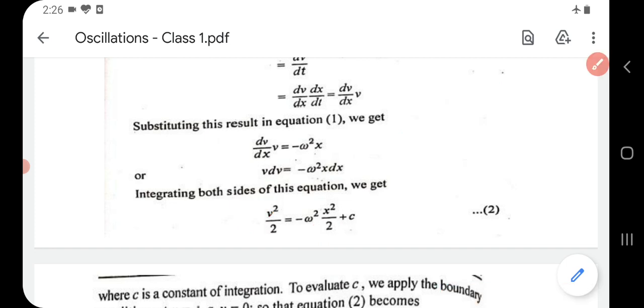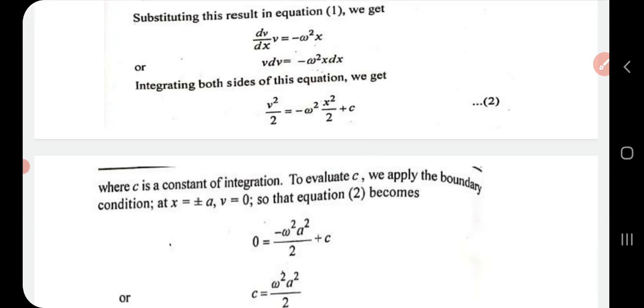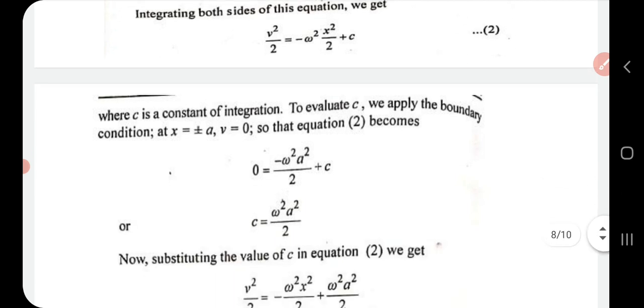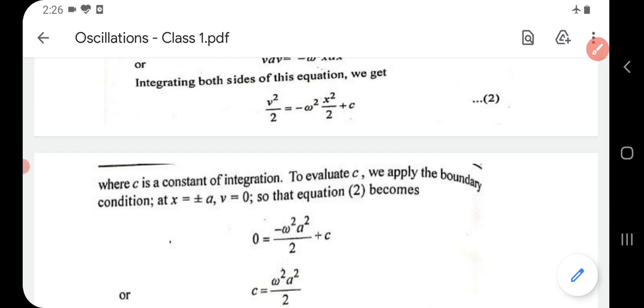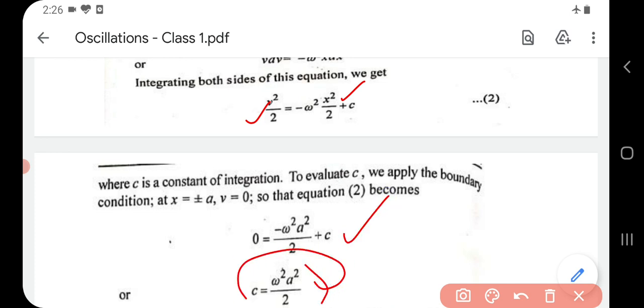Now our aim is to find the value of c. In mathematics you might have studied, once you get a constant of integration, you apply a boundary condition to find the value of that constant. So here the condition that we are applying is at x equal to plus or minus a, v equal to 0. So equation 2 becomes, put x equal to a: minus omega square a square by 2 plus c, but v becomes 0. So 0 is equal to minus omega square a square by 2 plus c. So from here c is omega square a square by 2.